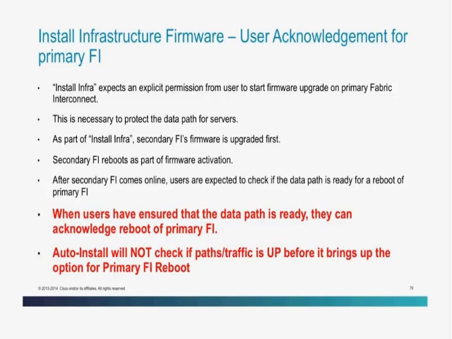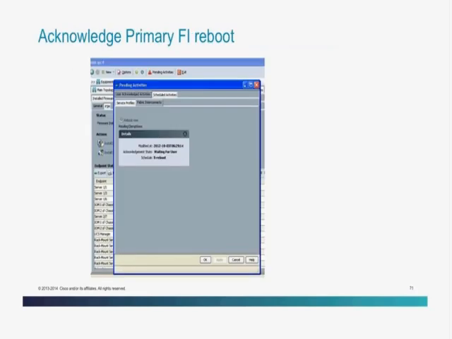when it gives you an option to reboot the primary interconnect, it does not check that the path has come up. So that is a check that the user, the person who's doing the upgrade, has to manually check. So be very careful before we select the option of rebooting the primary FI. You have to ensure that the path is up from the second fabric. So this is how we do it. Click on the pending activities under the fabric interconnect, and click on reboot now. I believe everyone can see that.